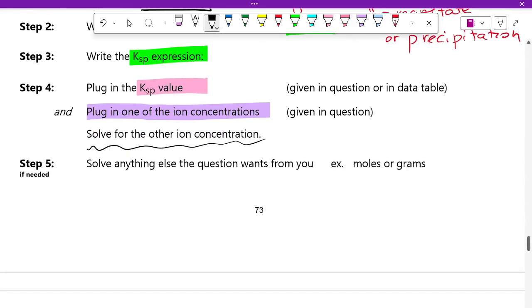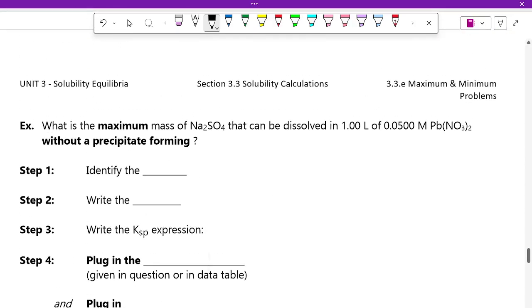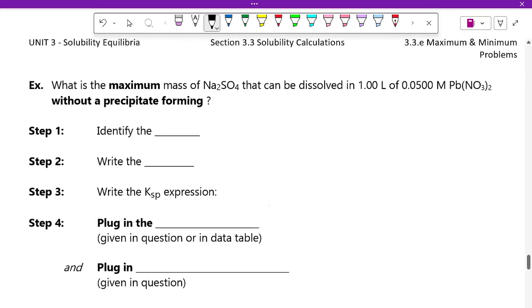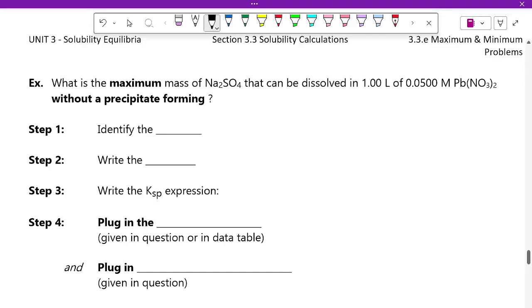And then finally, you'll just solve for whatever else the question wants from you, and you guys know how to go from concentration to moles to grams, whatever. So let us do this one. Do you think you can do it without me, or would you like to do it together? What do you think? You want to try? Try without me? Okay, try.